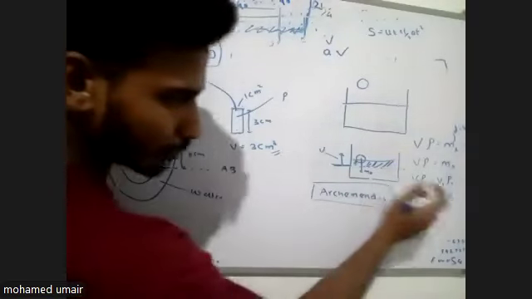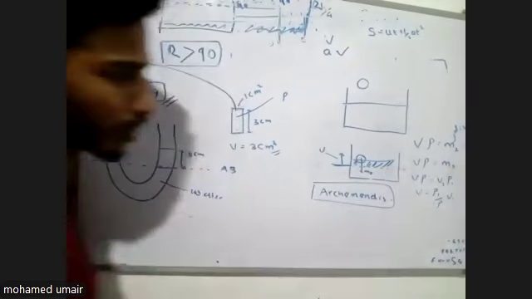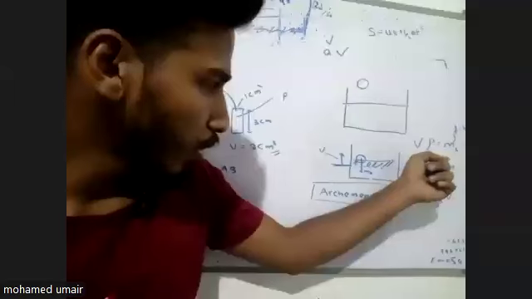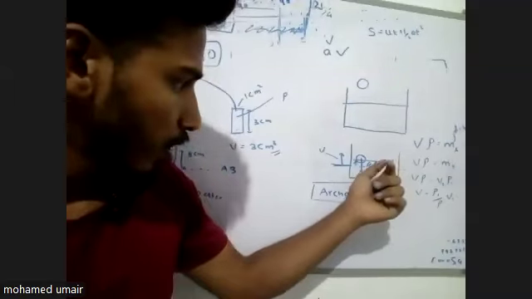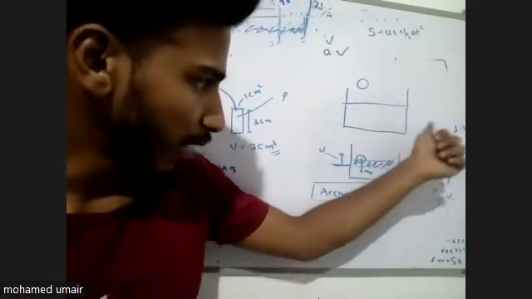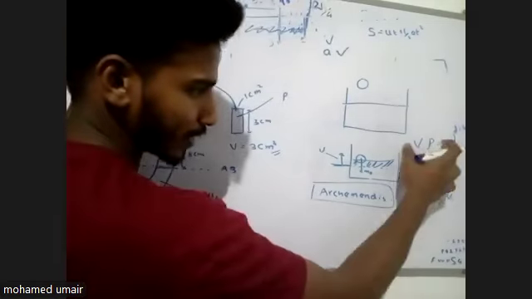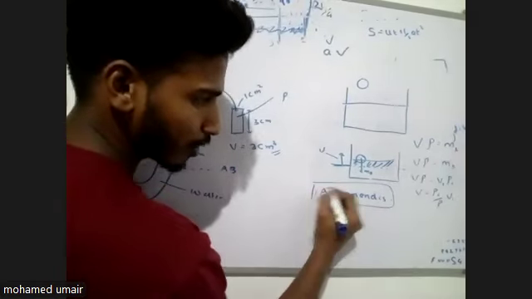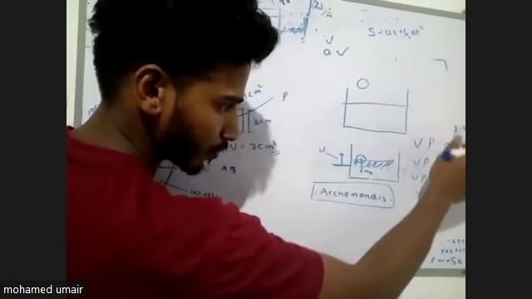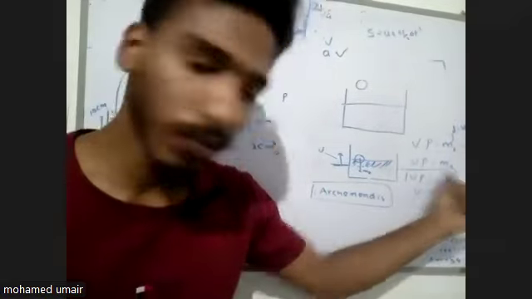So the weight of the object is mg. So just take it as simple m naught. And the weight of liquid displaced is the volume of liquid displaced, that is V, times the density of the liquid rho. So as I said, by the Archimedes principle, these two masses are the same. So I can equate these two points. V times rho is equal to V1 rho1.